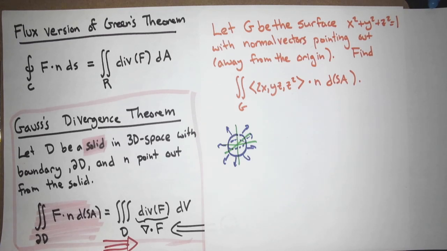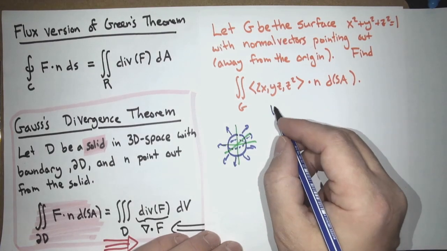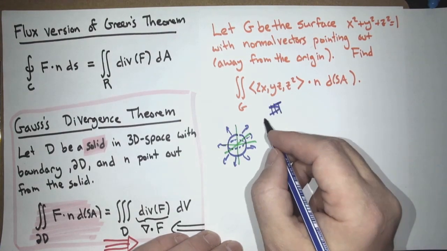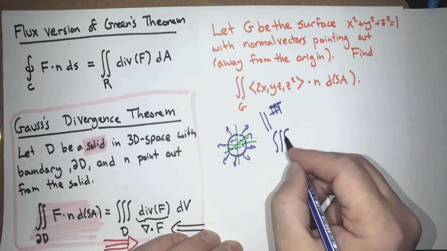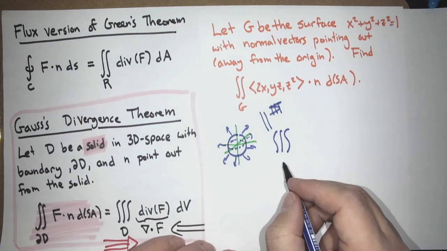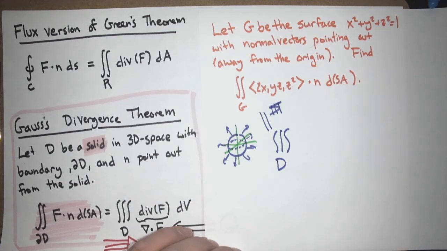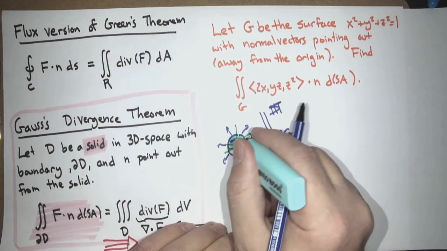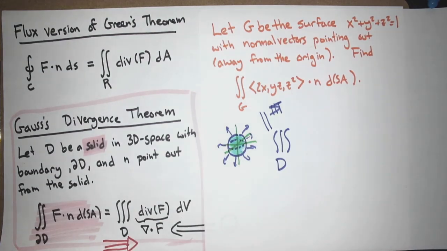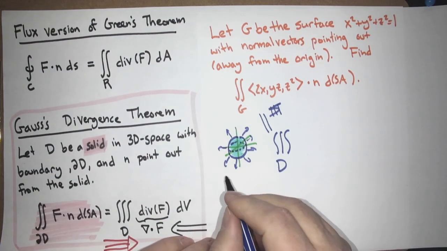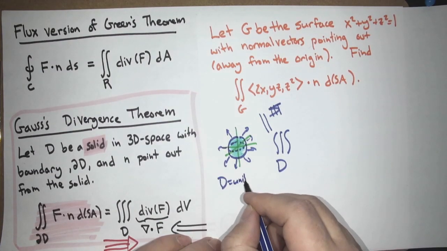Well, let's use our tool. What is this going to be equal to? Triple integral over the sphere. Let's give the sphere a name. We'll call it D. So D is our sphere. So we're filling up our sphere. There's our sphere. D equals unit sphere.